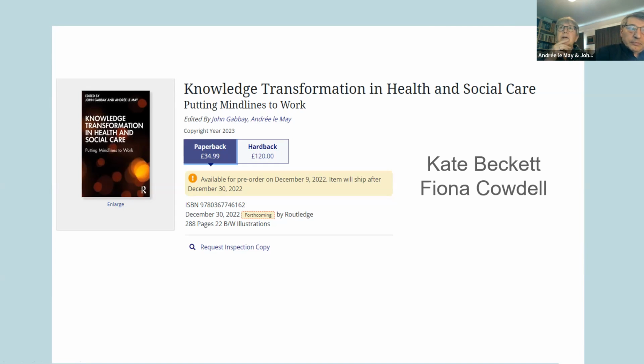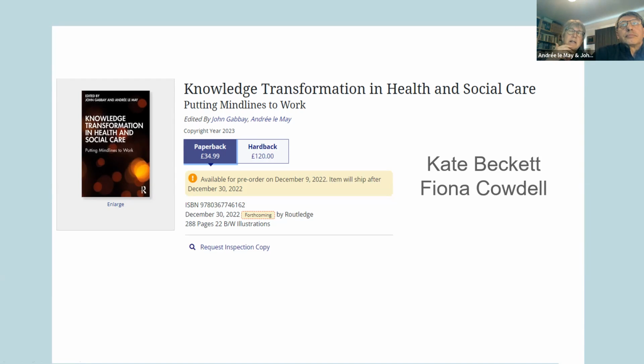So there are a couple here, one by Kate Beckett, one by Fiona Cowdell, both of whom have been knowledge mobilisation fellows in the past. And they show how mindlines are actually used to innovatively change practice, how they help to understand practice.